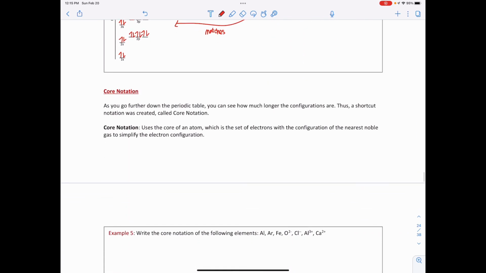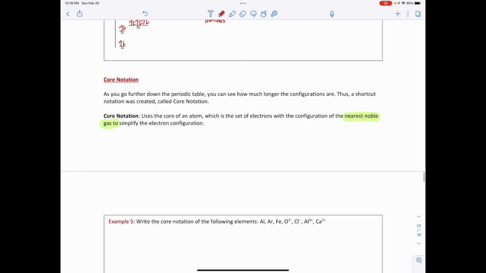Core notation. So once we're comfortable with figuring out the electronic configuration for atoms, you'll notice that as you go further down the periodic table, your electronic configuration is going to get longer. And so there's a shortcut notation, and that's called core notation. Core notation uses the core of an atom, which is a set of electrons with the configuration of the nearest noble gas, to simplify the electronic configuration.